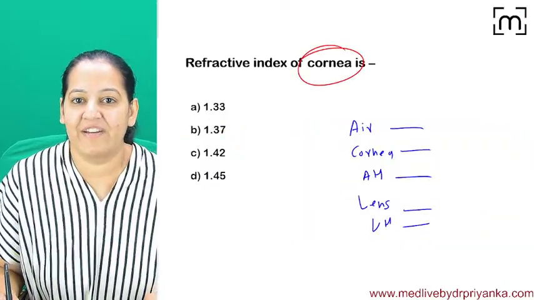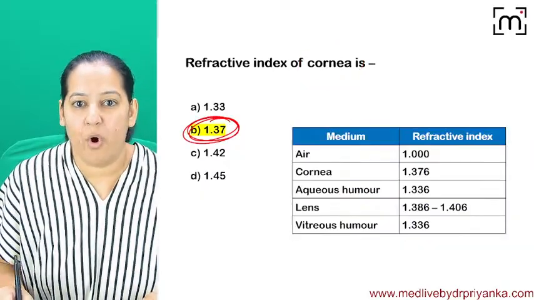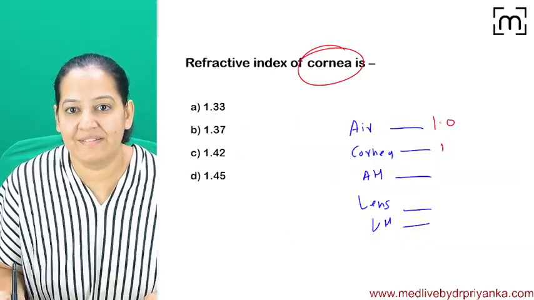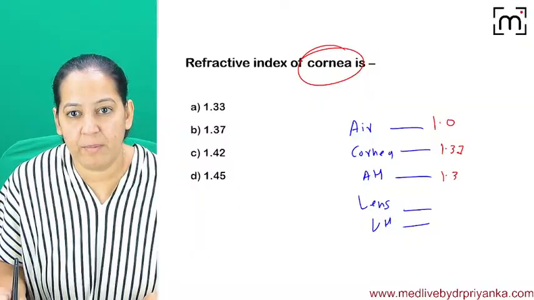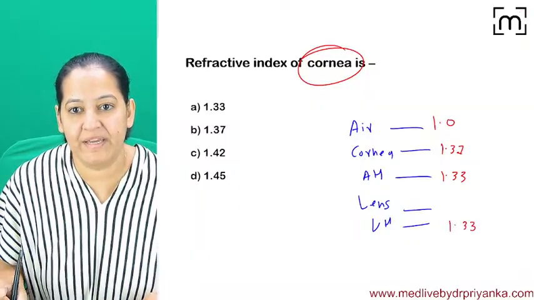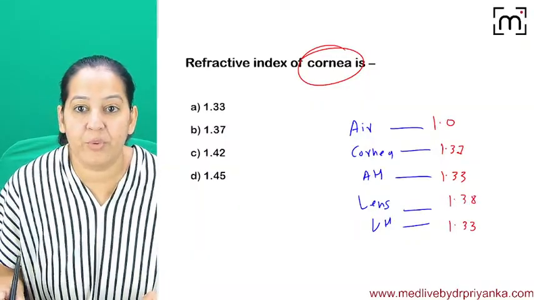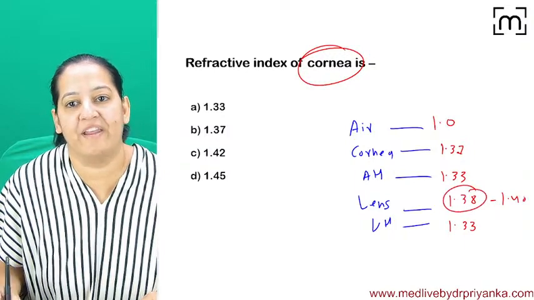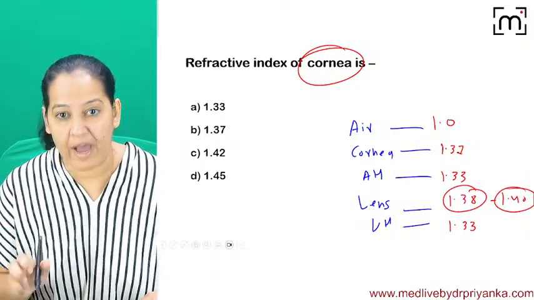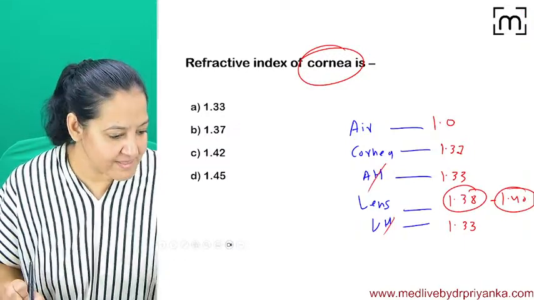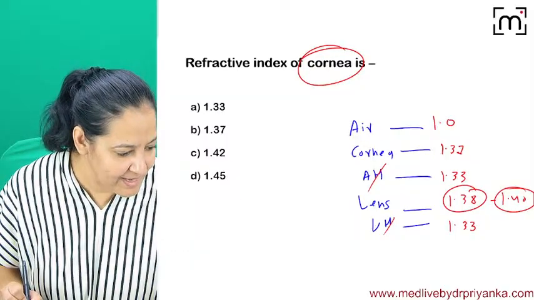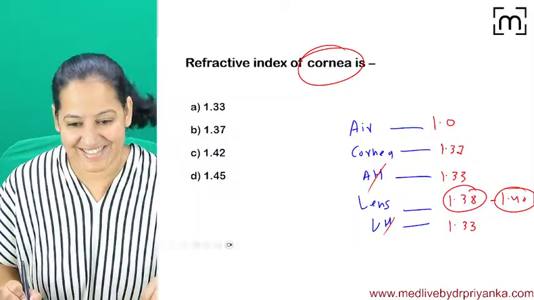You can see, the refractive index of air is 1. For cornea, it's 1.37. For aqueous and vitreous humor, 1.33, 1.33. And for lens, it's a range of 1.38 to 1.40. This is the periphery, this is the center. This is how you have to learn. Aqueous and vitreous humor are the same, so the answer is not A. The correct answer is B. And most of you are correct. Very good.